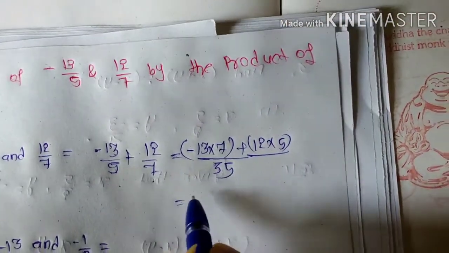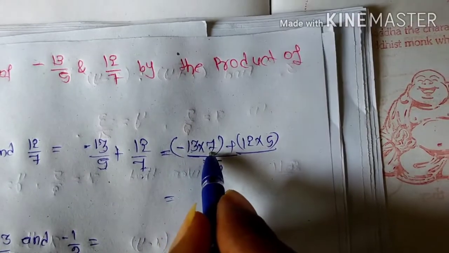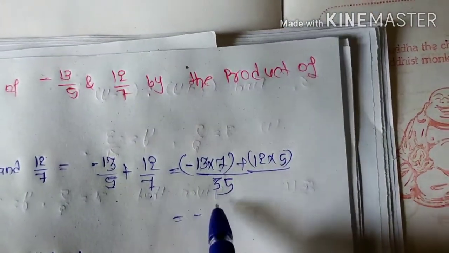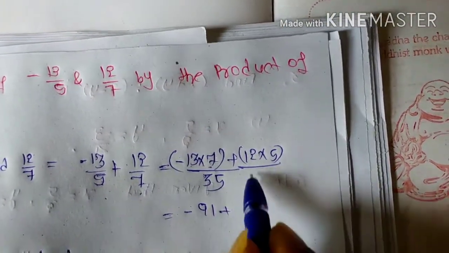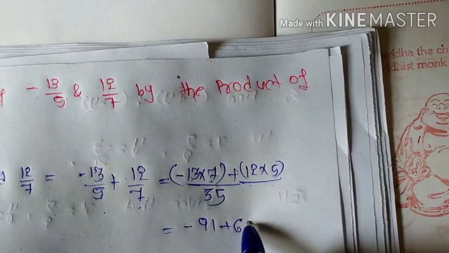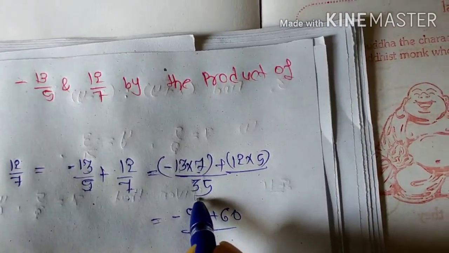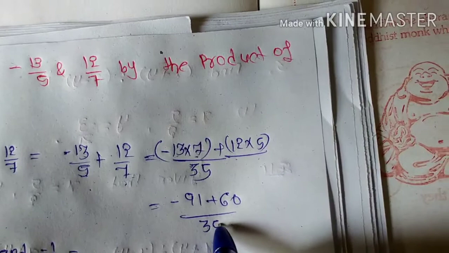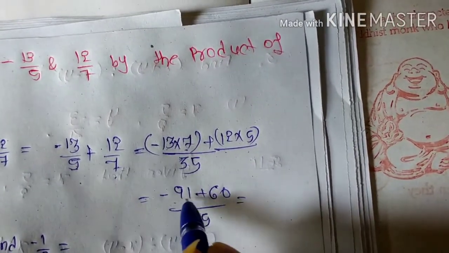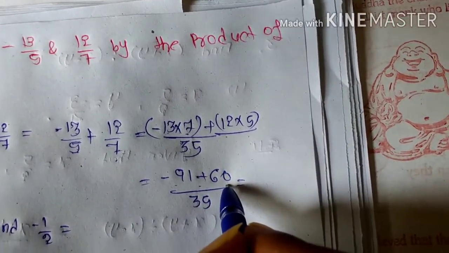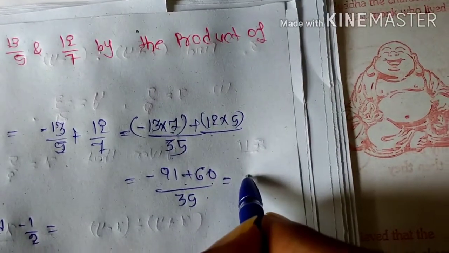Very easy problem. Try to understand this one. Minus 13 into 7, how much? 91. Plus here 12 into 5, how much? 60. All by 35. That means you are getting minus 91 plus 60. How much will the result be equal to?